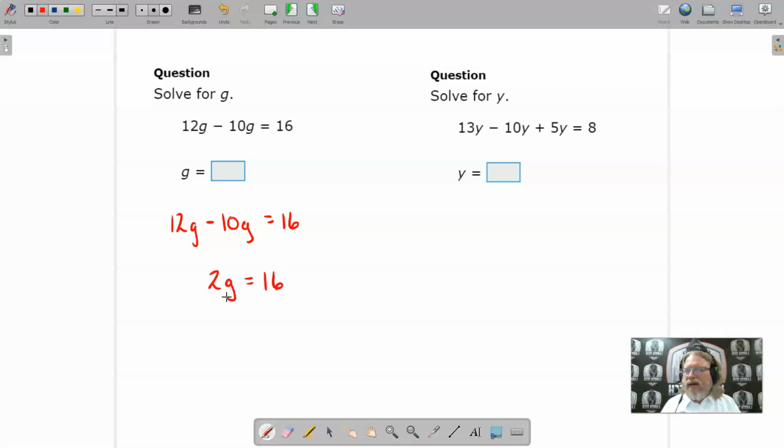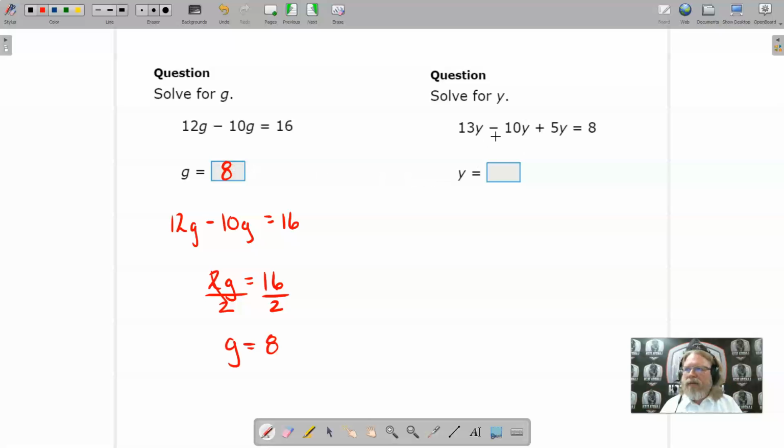Now I need to divide, right, to undo the multiplication here. So I'm going to divide by 2. And what I do to one side, I need to do to the other. The 2's are going to cancel each other, leaving me with g, and 16 divided by 2 is indeed 8. So our solution is 8.